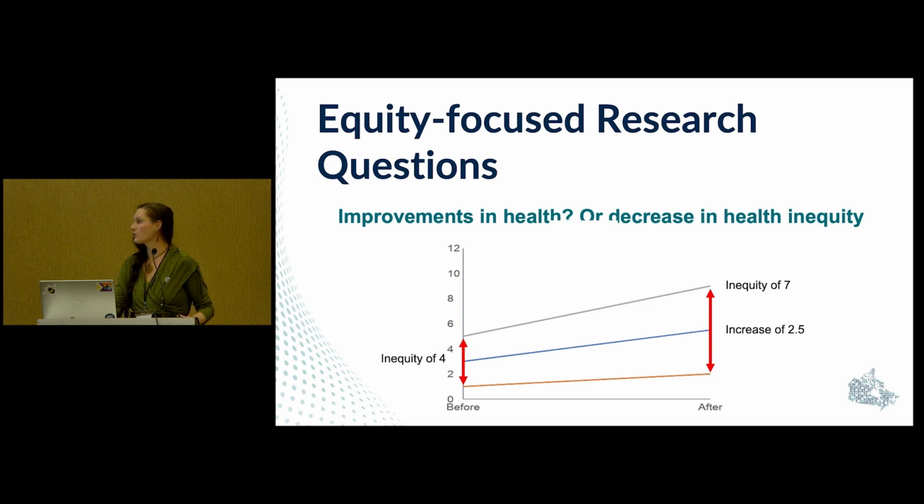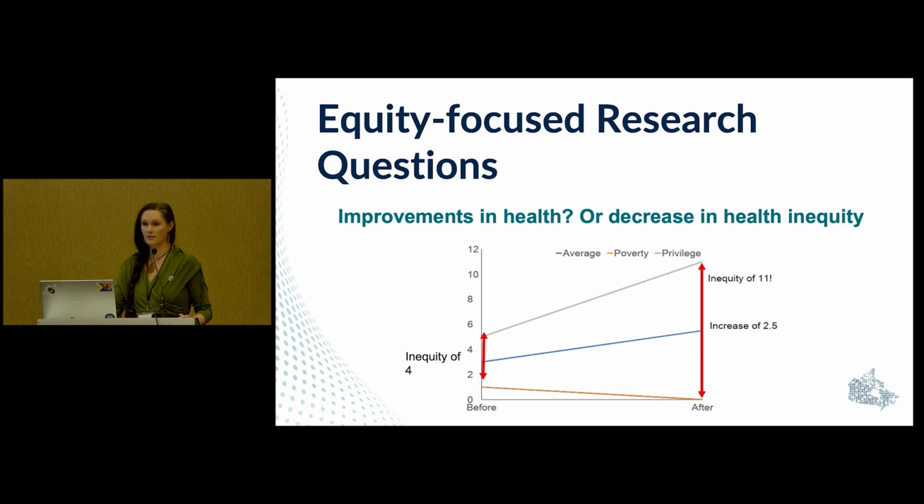But what the researchers don't know is that when looking at this data disaggregated between privileged people and, say, people experiencing poverty, you have two different stories. So before the intervention, as you can see, there was already a health inequity. And after the intervention, the inequity got worse.